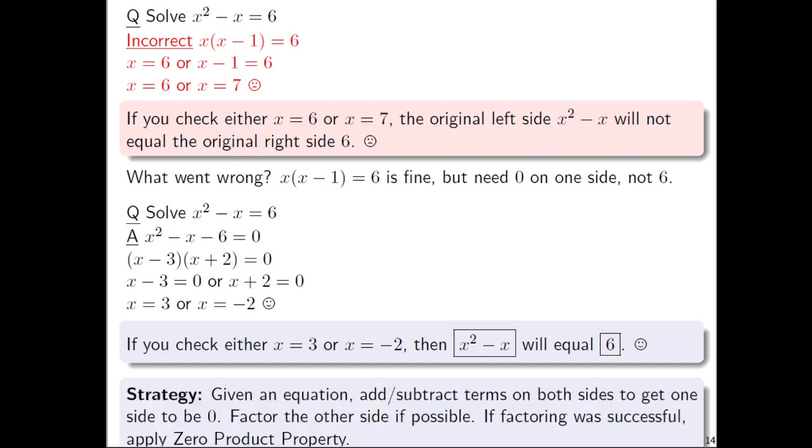So here's the thing. Strategy. Given an equation, add or subtract terms on both sides to get one side to be a 0. Factor the other side if possible, and if factoring is successful, then apply the zero product property.